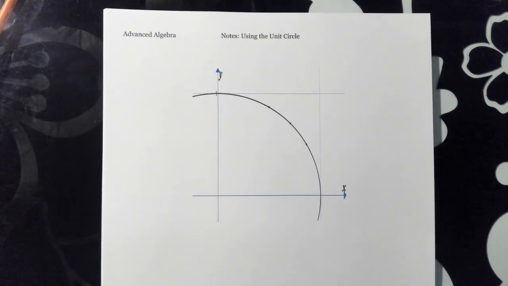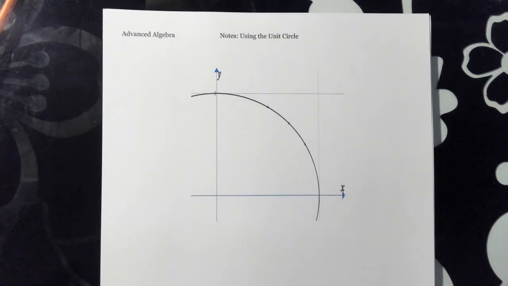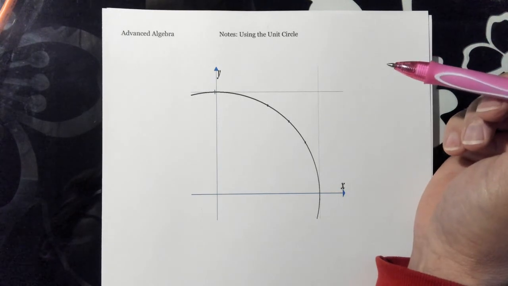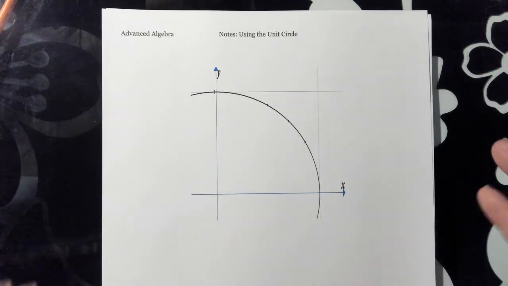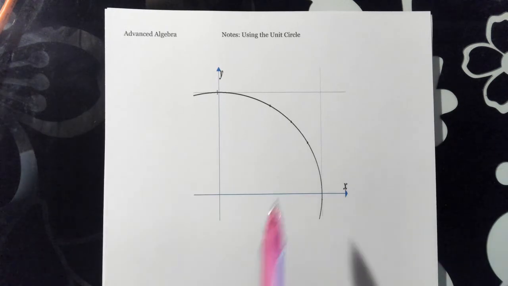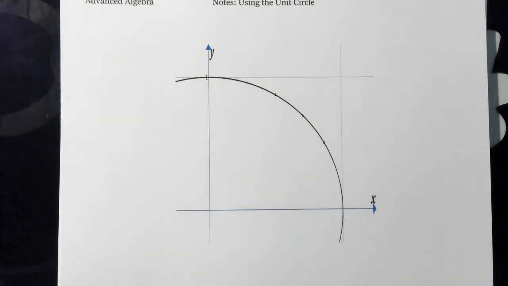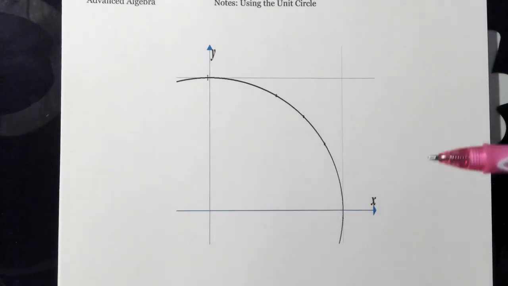Okay, that was fun. Let's get started. Lesson 2 for this week: using the unit circle. First you have to know how to read it. What you are currently looking at is just the first quadrant. That's all we need to know for understanding how to read it.